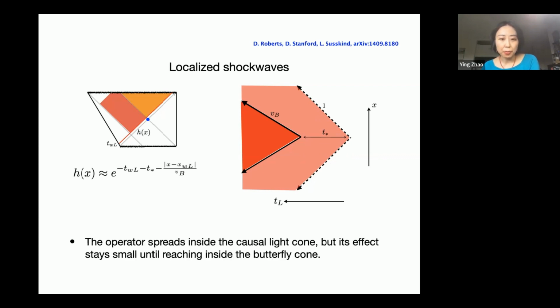But the point is that the signal will stay very small until it reaches the so-called butterfly cone. Imagine you have the signal coming in here, and only after the scrambling time does its effect become big. And in generic dimensions, the two velocities are different. This is velocity 1. This velocity is different.